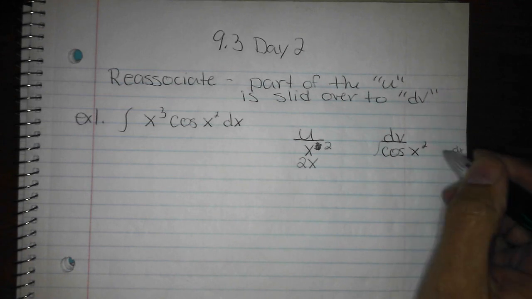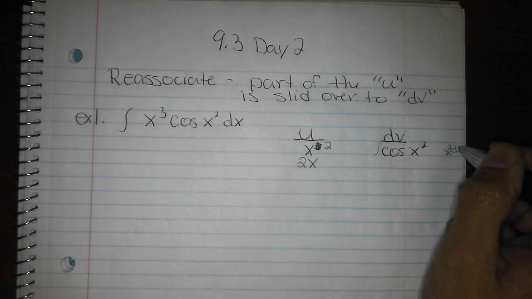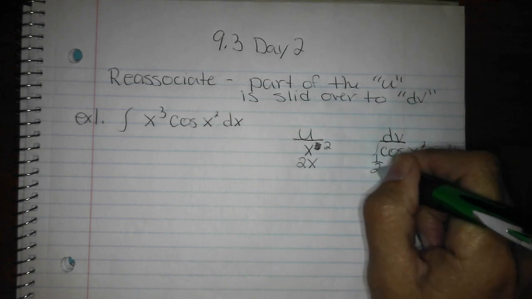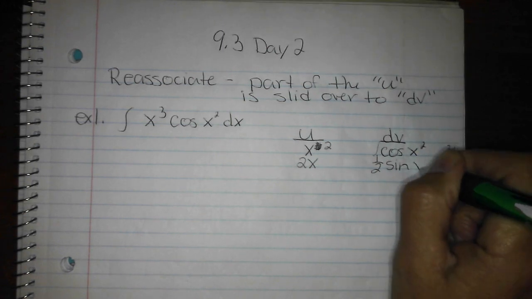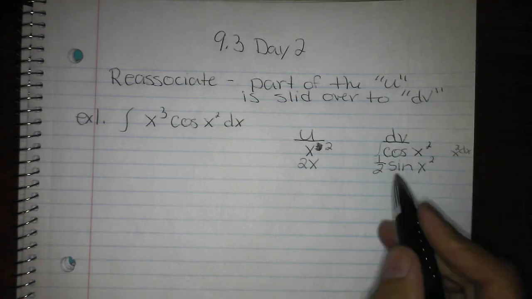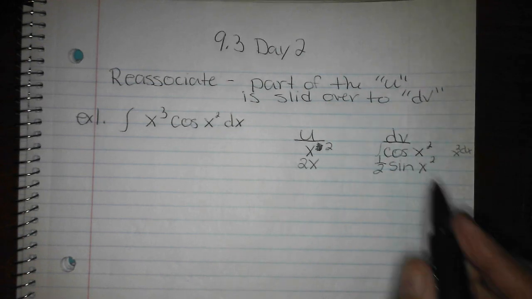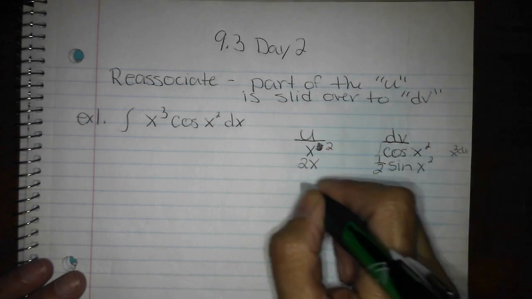Again, I needed an x and I need a 2, so I need a 1/2. So I will have a 1/2 sine, and the angle never changes, x squared. Now I know I'm going to have to do antiderivative again, but I can't until I steal. So we're going to draw a line and reassociate. So that's my first derivative and antiderivative. Now I'm going to start over.